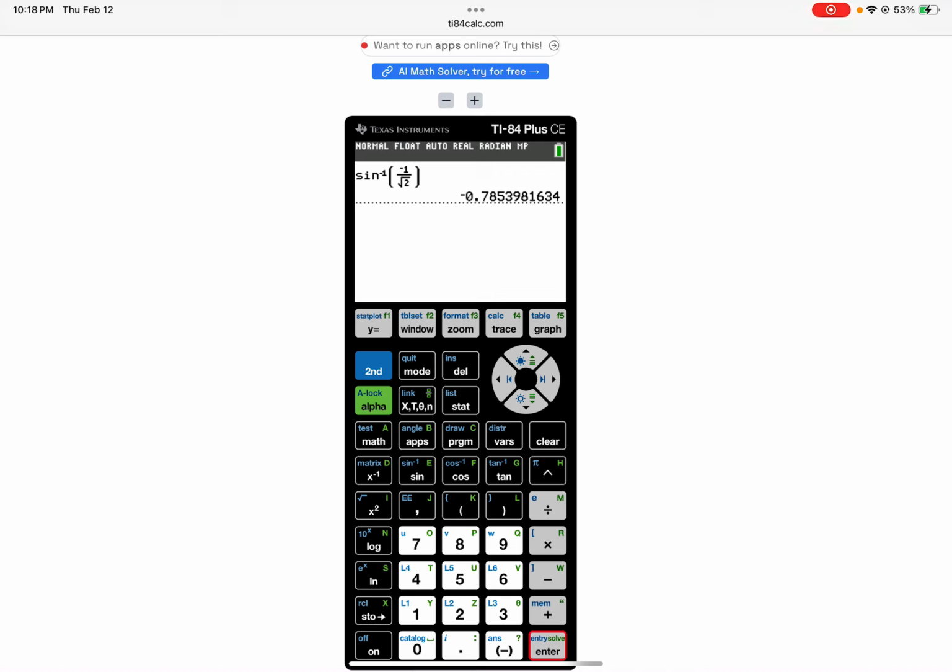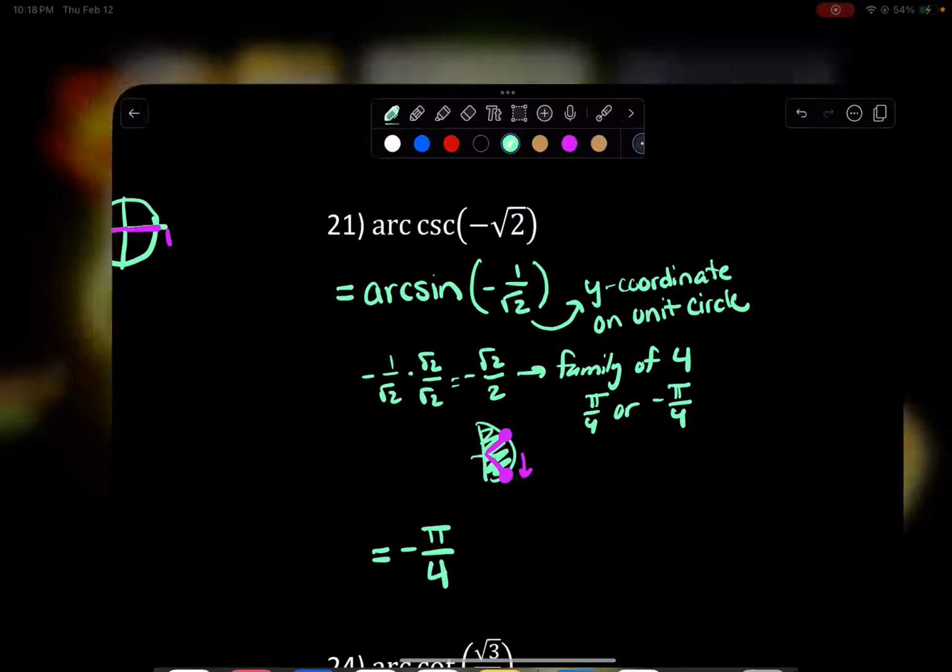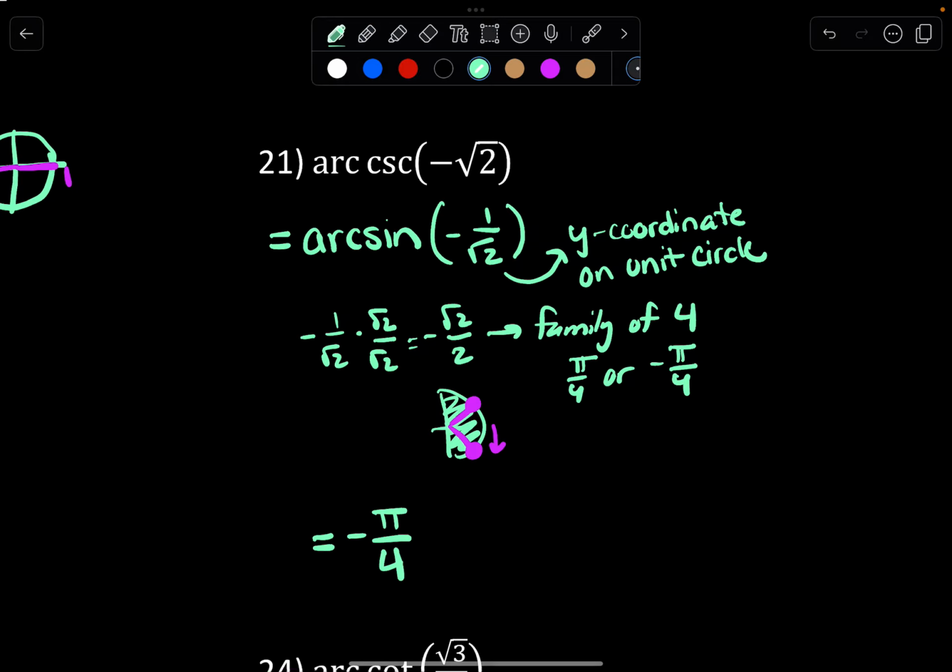So my exact radian was negative pi over 4. So let's do negative pi divided by 4. Whoops, that's a weird one. And I get the same decimal, so negative 0.785. So you can quickly check all of these. It's not an exact in the calculator, but you can see the decimal approximation for your exact radian and the decimal approximation for your inverse trig expression. So that's a nice way to double check.